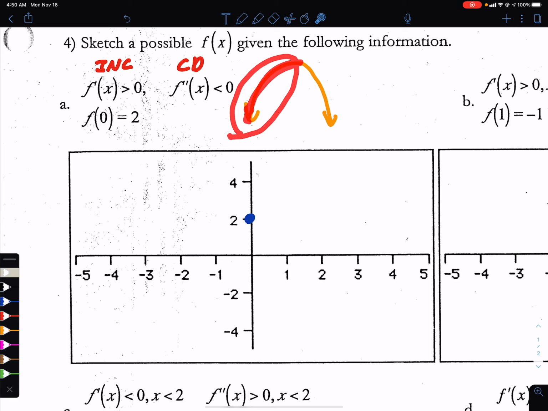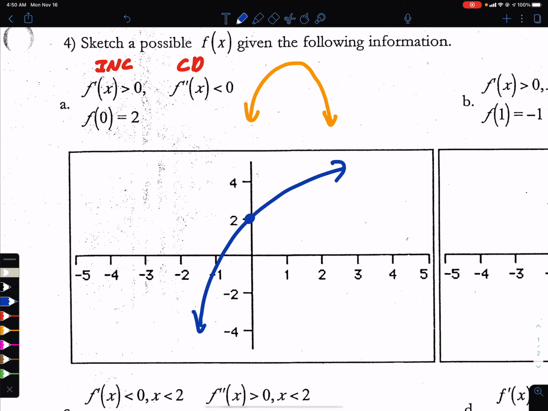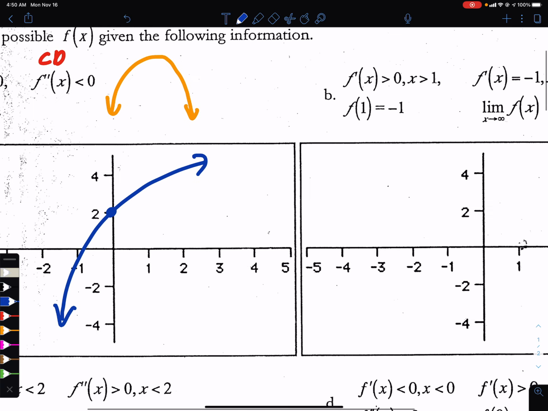So it gives us the shape of the graph. Has to go through 2. So the graph, and there's not one answer, but this is a possible look of the graph. So that is the answer, a possible graph of the function. All right, make sure you understand these. These are very important. I'm going to go through a bunch of these.